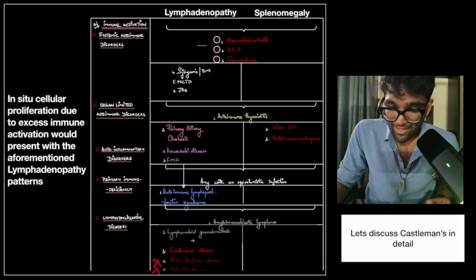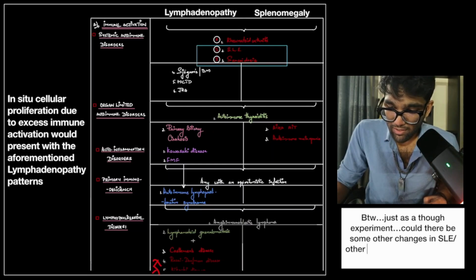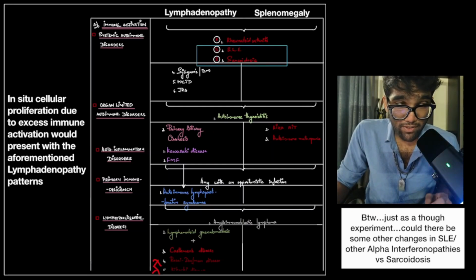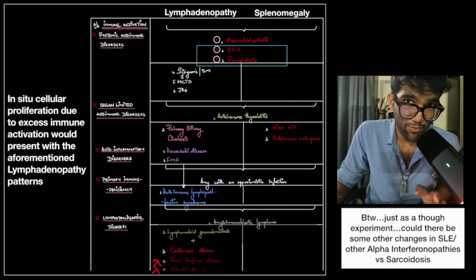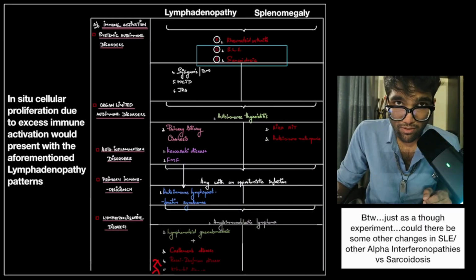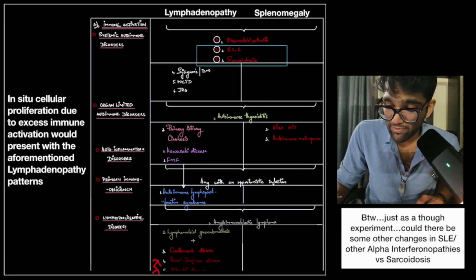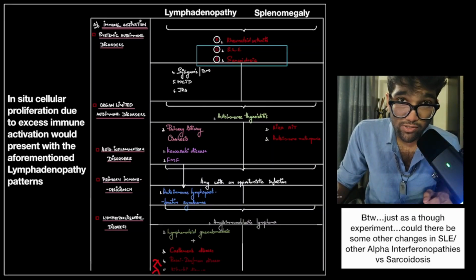Okay, so just as a thought experiment, you would expect some follicular hyperplasia in SLE and sarcoidosis, but see, SLE is a type 1 interferonopathy, and sarcoidosis has prominent Th1 polarization with granuloma formation. So, what else would you expect? This is a thought experiment that I've given to you. We'll be getting to this just subsequently. You can pause and think about it.